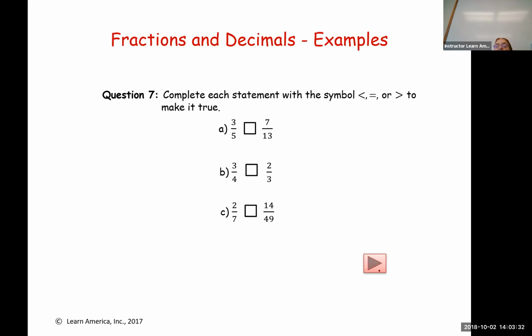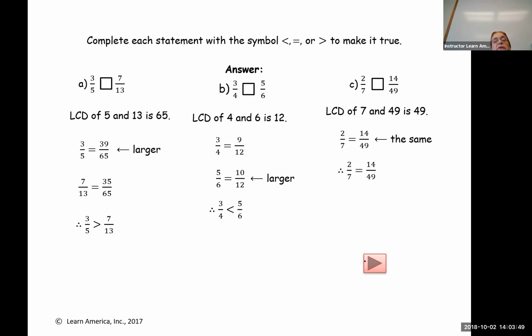Now, how do we compare fractions if we want to know which is larger or if they are in fact equal? What we need to do is express each fraction in terms of the same denominator, because otherwise they can't really be properly compared. So let's look at these and see how we would express them with equivalent denominators. The first case, we're trying to compare 3 over 5 to 7 over 13. Now, the LCD, which stands for least common denominator, of 5 and 13 is 65. So we're going to change everything to 65ths.